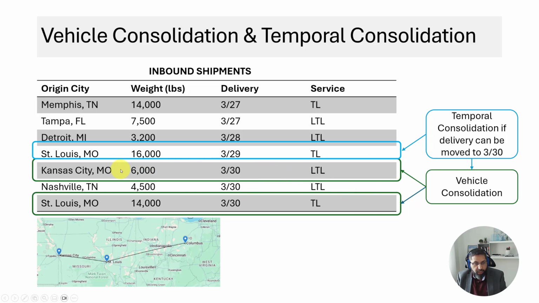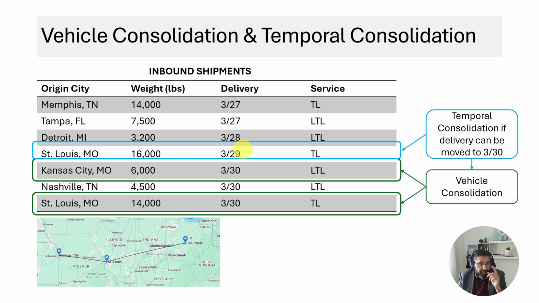We can call the LTL truck that's going to ship 6,000, convert that to a TL shipment, and tell the TL truck you have one more pickup in St. Louis for 14,000 pounds. 6,000 plus 14,000 is well below the 44,000 truckload weight limit, and so one truckload shipment combining these two shipments, which are arriving on 30th March, is going to be a lot cheaper than one truckload and one LTL shipment. So we save a lot of money right there.